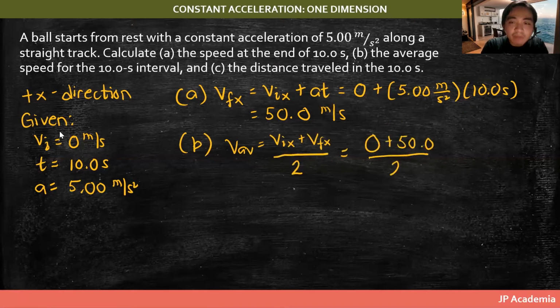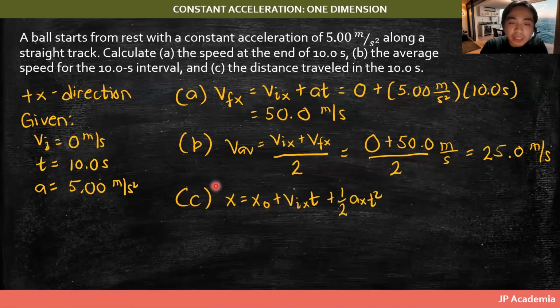So letter D, this is for the average speed for the 10 seconds interval. What we can do is to divide the sum. So divide mo lang by 2 yung sum ng initial speed mo with your final speed. Then you will get this value of 25 meters per second. Okay? But please take note that this is only applicable for constant acceleration problems.